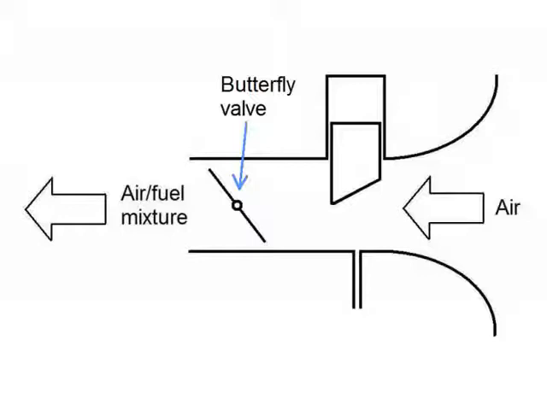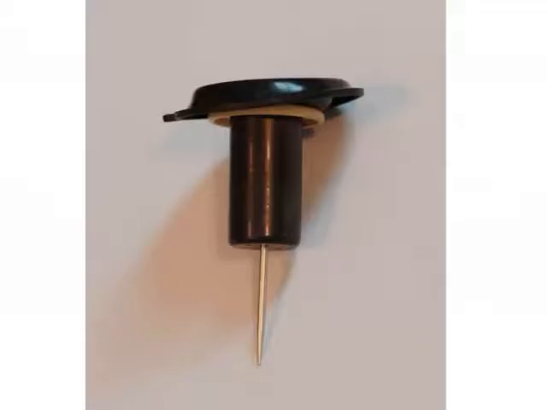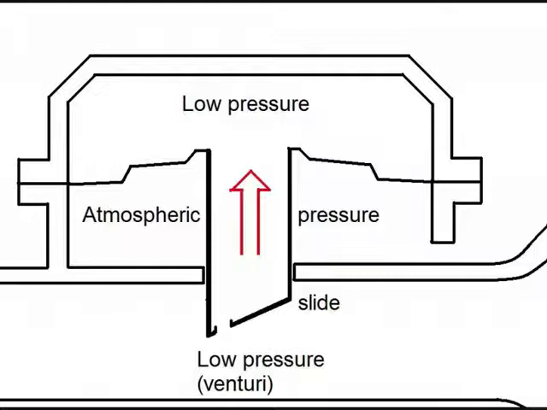But how does the slide adjust itself? It does through a membrane situated at its top. As the pressure in the Venturi gets lower, so does the pressure above the membrane of the slide, causing it to pull the slide upwards.